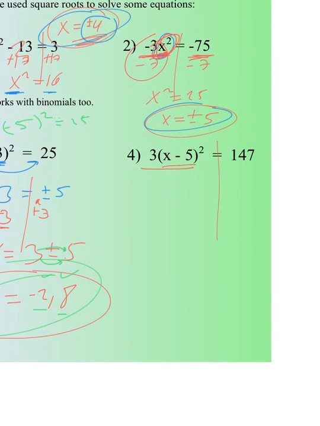Well, here it seemed to be kind of crazy, but that 3 is times this binomial, right? So to get rid of it, I can do inverse operations. I can still divide both sides by 3. The 3's will cancel down to 3 divided by 3 is 1, right? So just 1 of whatever I got over here, which is still the x minus 5 squared. And then over here, 147 divided by 3 gives me 49. Okay, and that works out nicely.